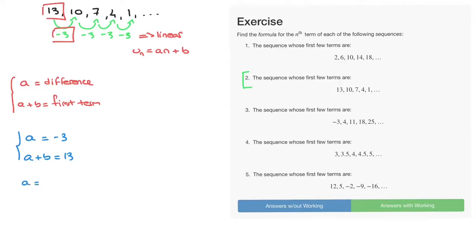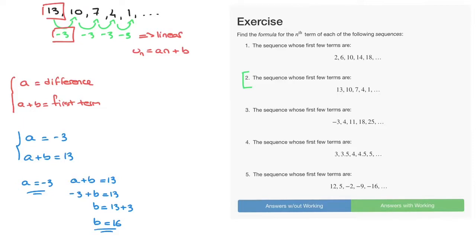Well, a equals negative 3. There's nothing for us to do there. That's that. We move on to the second equation, a plus b equals 13. But since we know that a is negative 3, this turns into negative 3 plus b equals 13. We now add 3 to both sides of this equation, which leads to b equals 13 plus 3, and finally b is equal to 16.